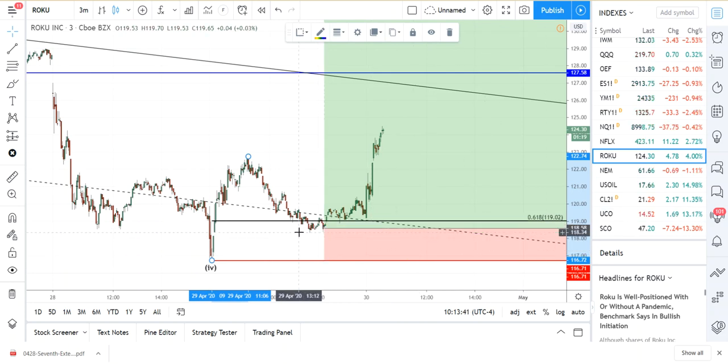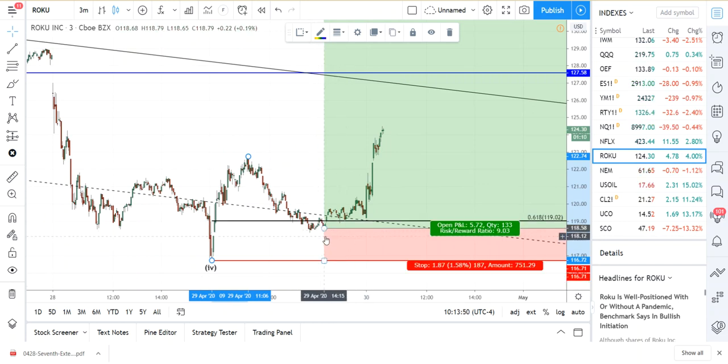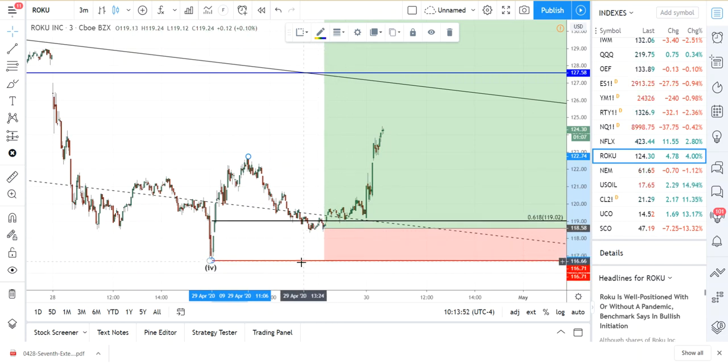And we know one of the rules of Elliott wave is wave 2 cannot retrace more than 100% of wave 1. So if this is wave 1, the move lower would invalidate it. Therefore, that's where I put my stop.